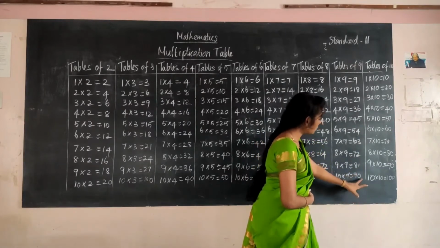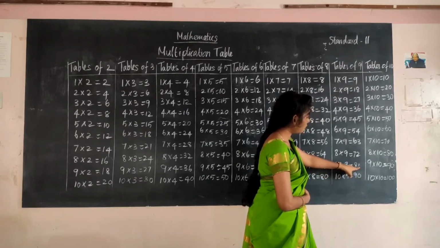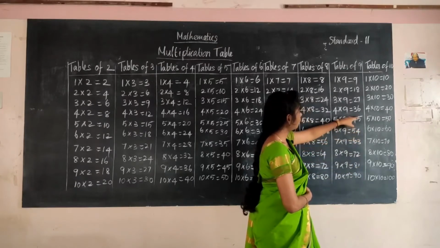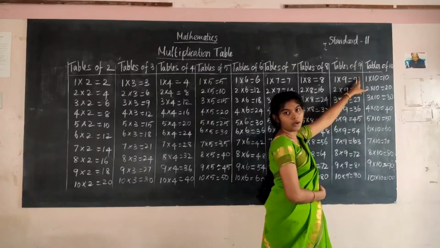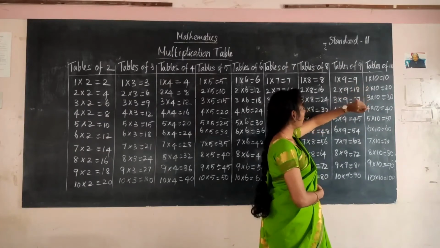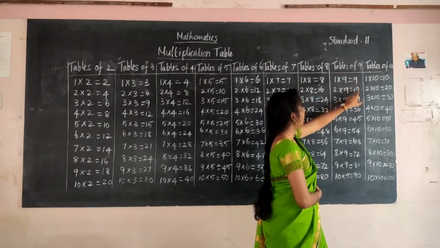And from down you start. Write from here, 0. And then before the number, 1, 2, 3, 4, 5, 6, 7, 8 and 9. This will be an easier way to learn the 9th table. So what I have said: first leave the number there in the ones place, and then write the numbers in the tens place.